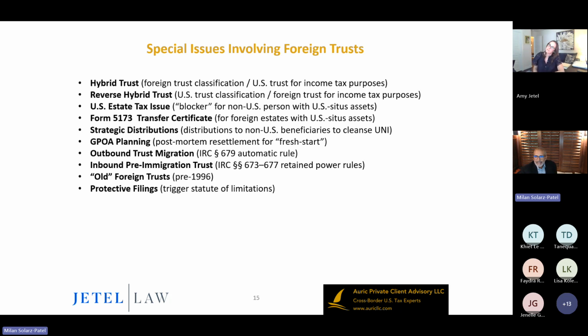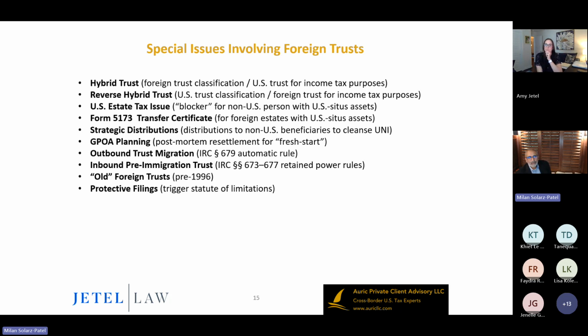Going back to the fact that your clients are going to die, if they didn't plan properly, one of the nice, cute techniques that's valid is what I call GPOA planning. I love it. I've used it. Amy's used it. It basically allows you to reset when you get into that nasty world of accumulated income.